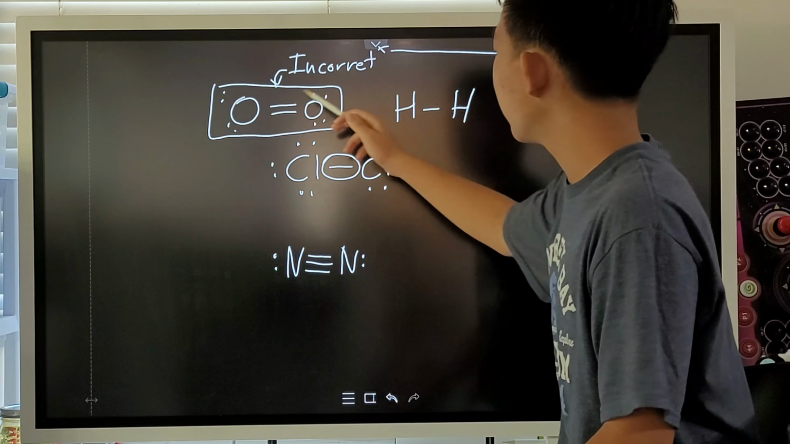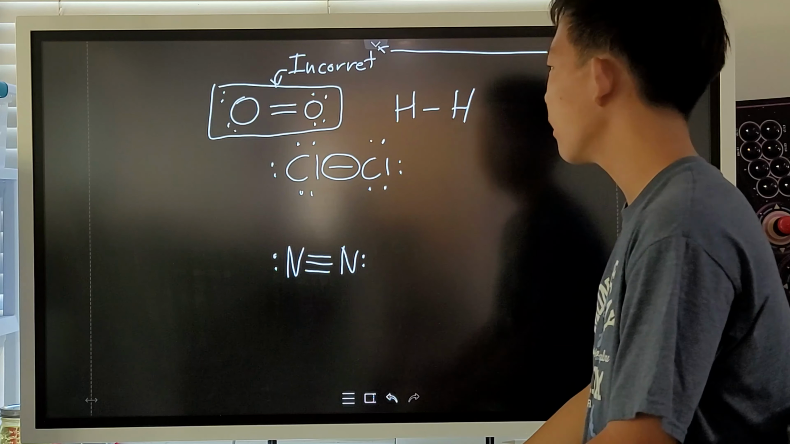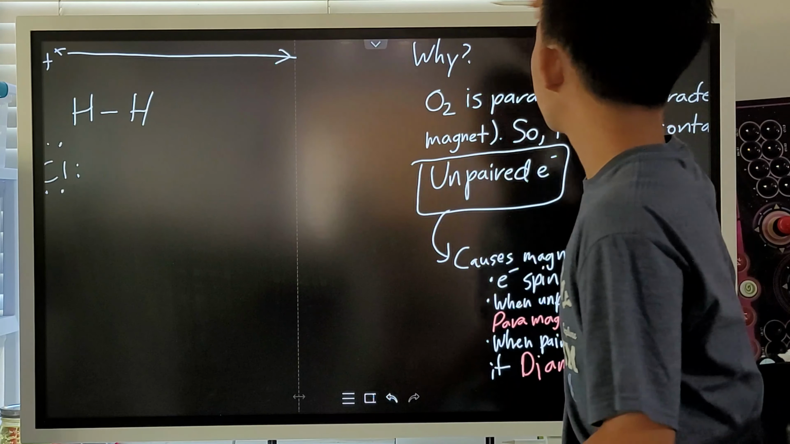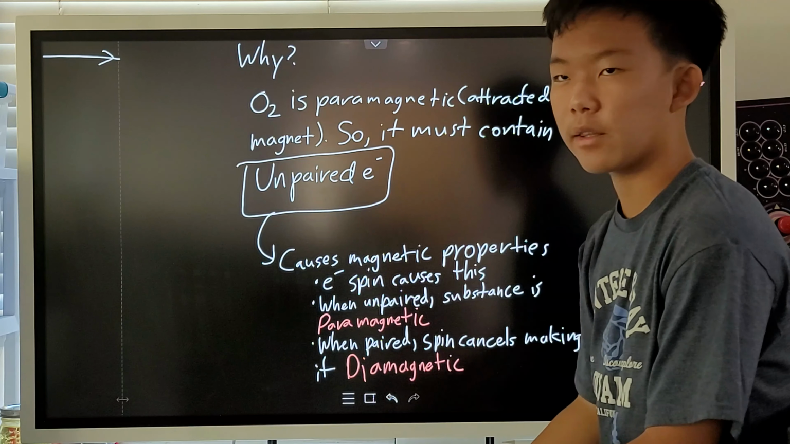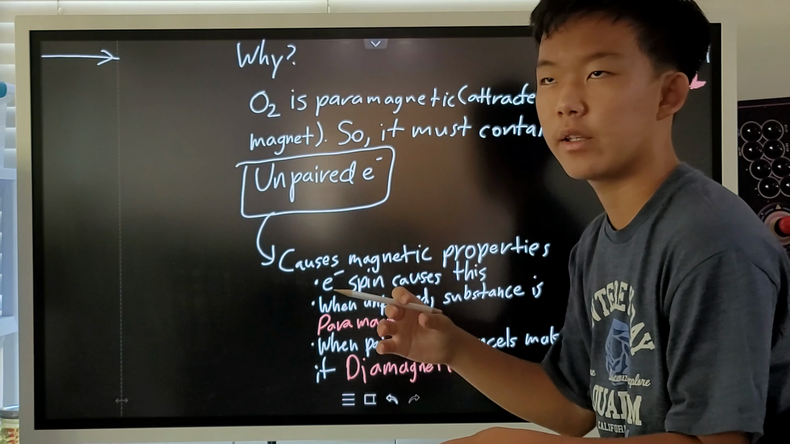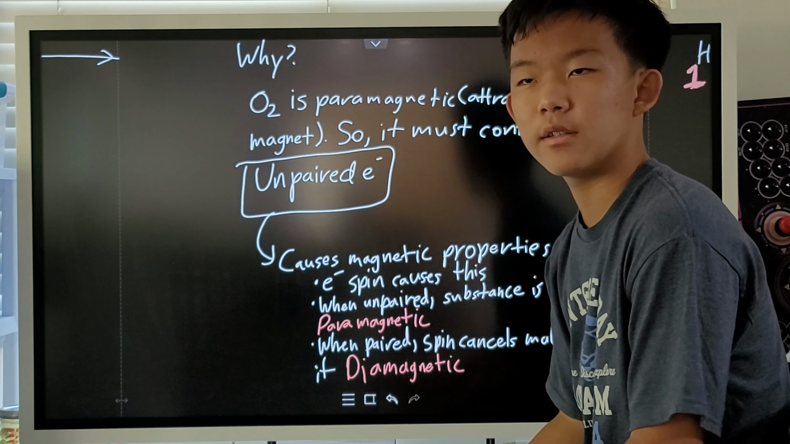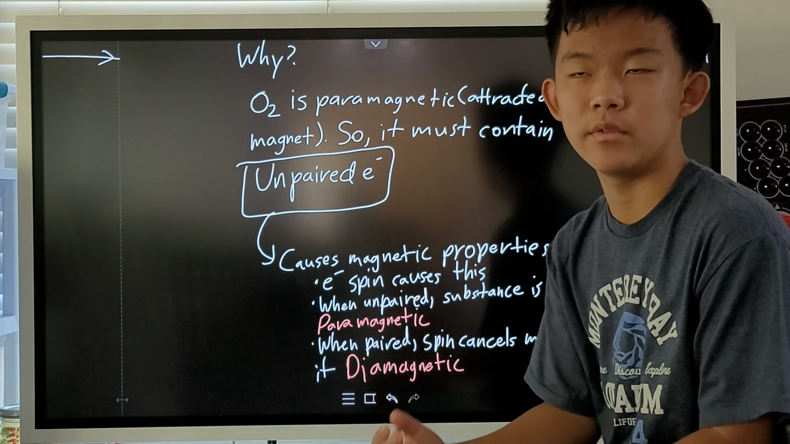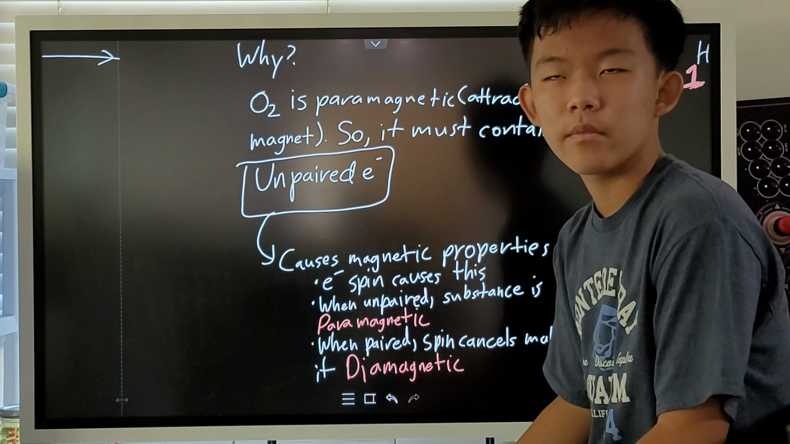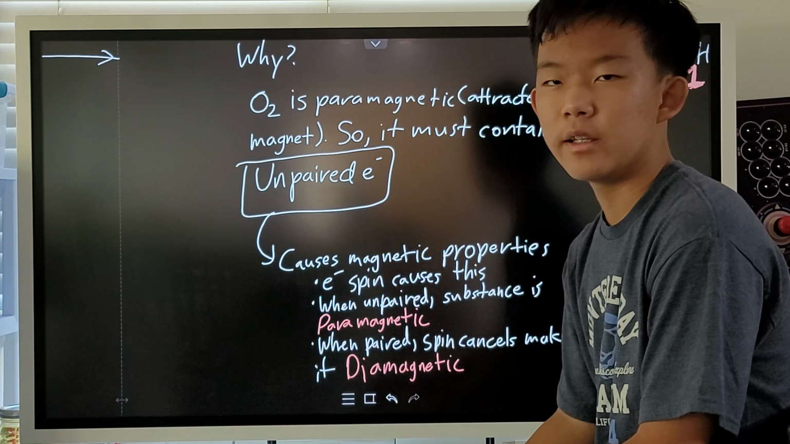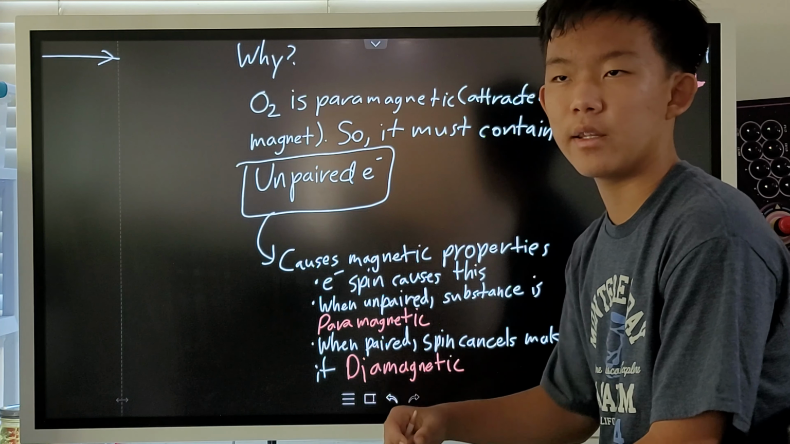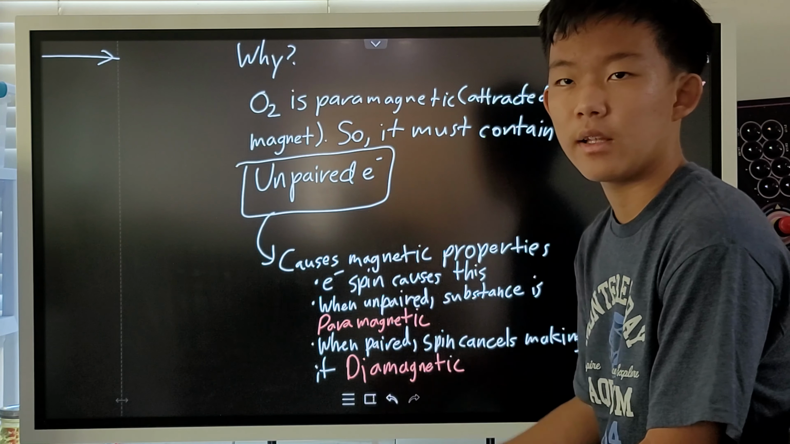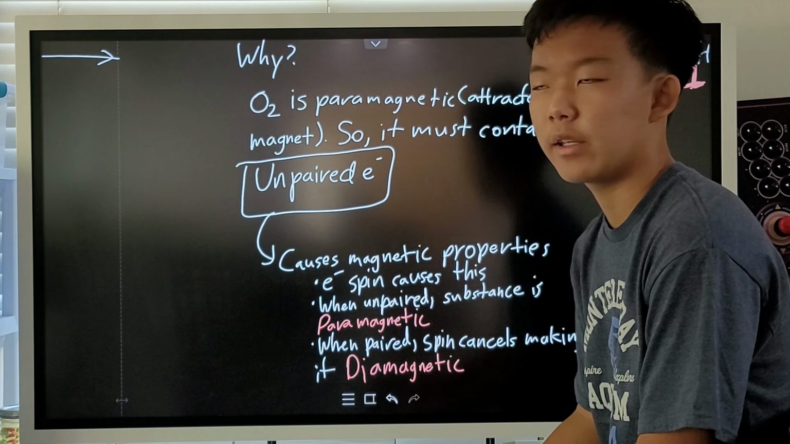Now I noted here that this diagram for oxygen is actually incorrect. Why is that? Well, that's because oxygen is actually paramagnetic. In other words, it's attracted to a magnet. Although its molecules move way too fast in the gas phase to notice any effect by a magnet, if you condense it into liquid oxygen and then put a magnet at it, you'll see some tiny drops get attracted to it. And that's proof that oxygen is paramagnetic.